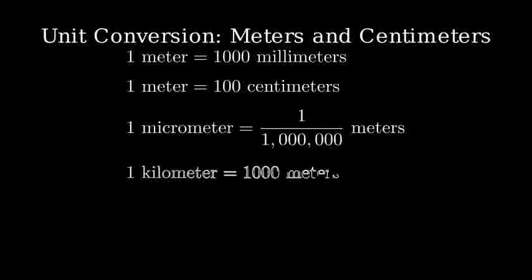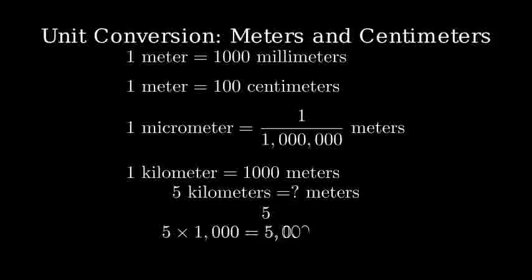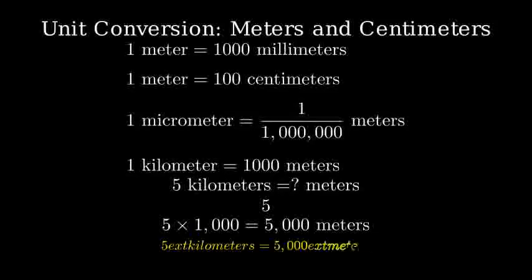Let's start by converting kilometers to meters. Our first example is converting 5 kilometers to meters. Since 1 kilometer equals 1,000 meters, to convert 5 kilometers, we multiply by 1,000. So 5 times 1,000 equals 5,000 meters. Therefore, 5 kilometers equals 5,000 meters.